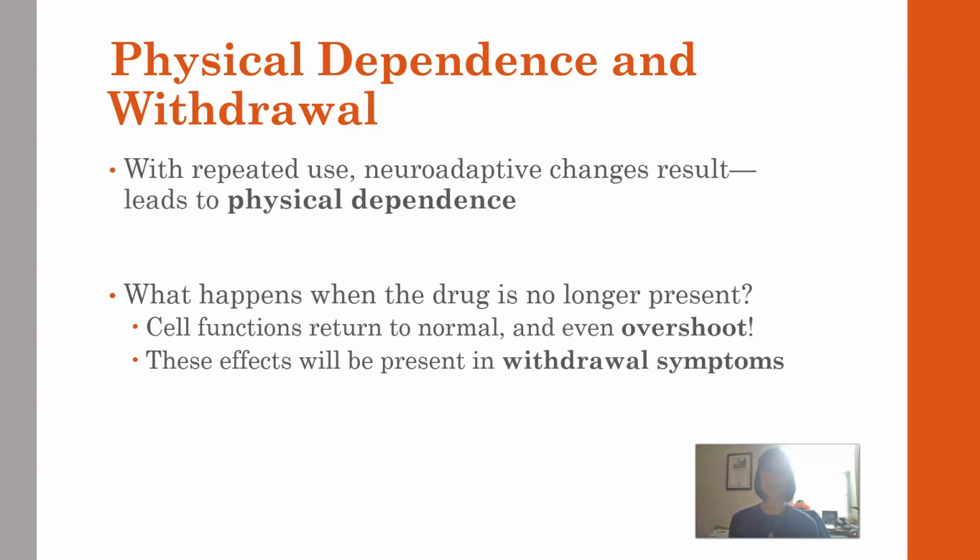One of the things that I've mentioned repeatedly is that opioids have a really strong physical dependence. The neurons in your system change in response to repeated use, so we get these neuroadaptive changes, and this will lead to physical dependence. What basically happens is that if you are taking too many opioids, the receptors will downregulate. They will reduce their numbers.